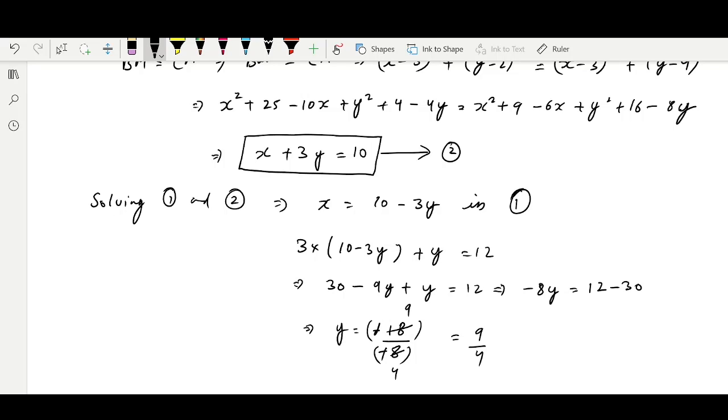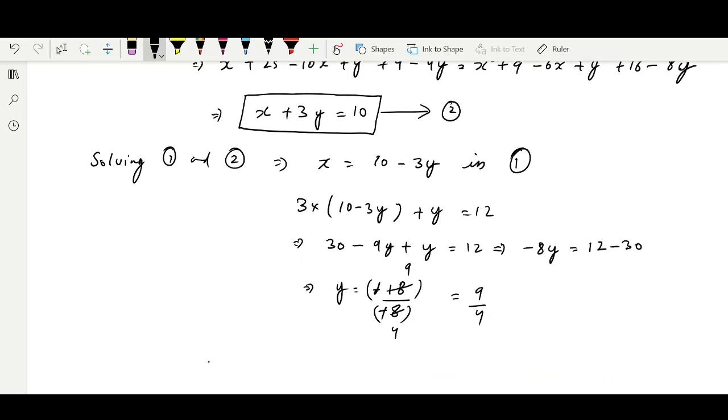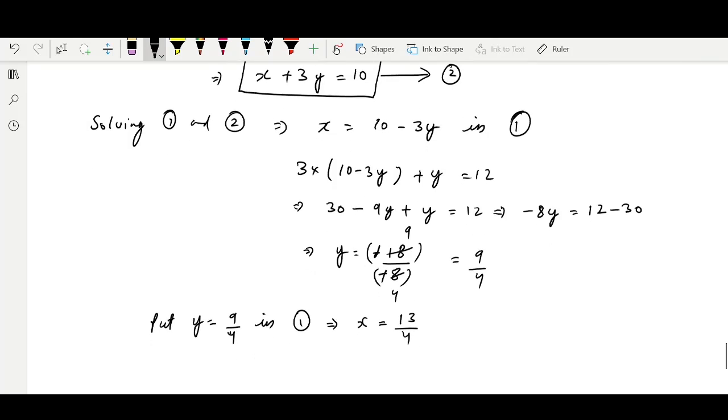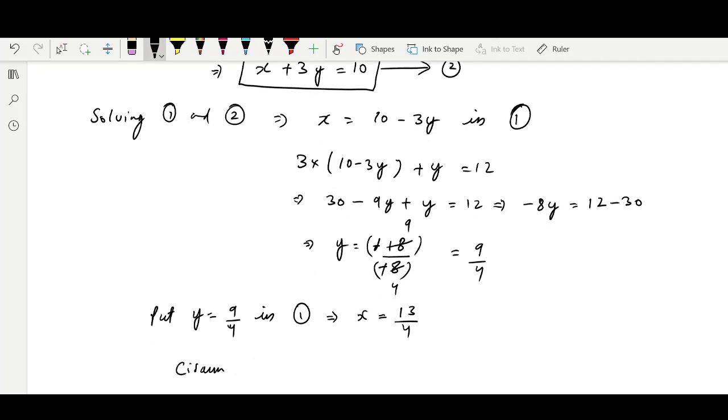Now when you put y equals to 9 by 4 in any one of the equations 1 or 2, you will get x equal to, put y equals to 9 by 4 in 1, we'll get x as 13 by 4. Solving, you'll get x as 13 by 4. So the circumcentre is (13 by 4, 9 by 4). Okay, so this is the circumcentre.